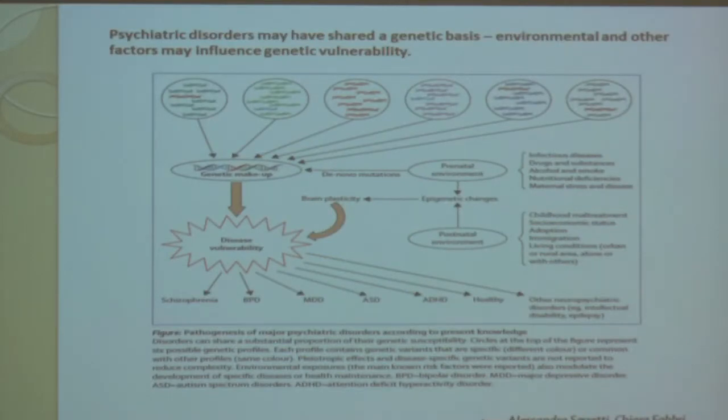So this is a slide just to show that when we talk about comorbid psychiatric disorders, there are many things going on. There are many factors that can play a role in the development of a psychiatric disorder, and there is a disease vulnerability that may be shared by multiple psychiatric disorders.